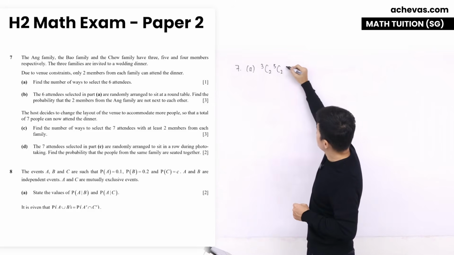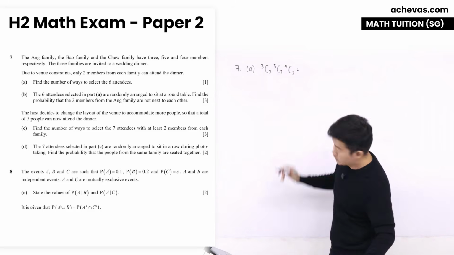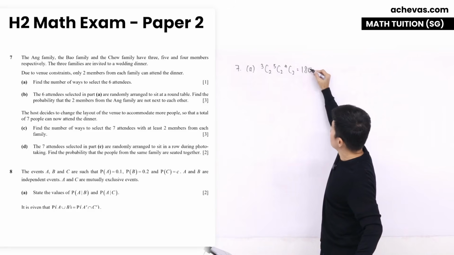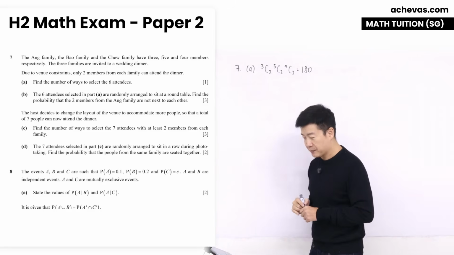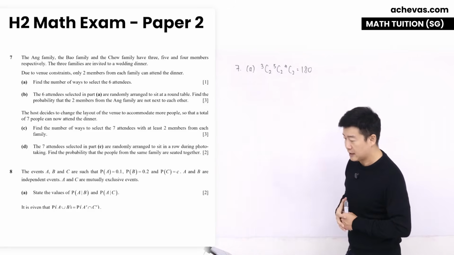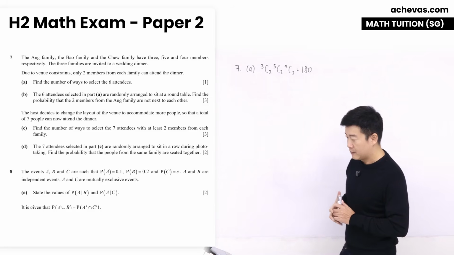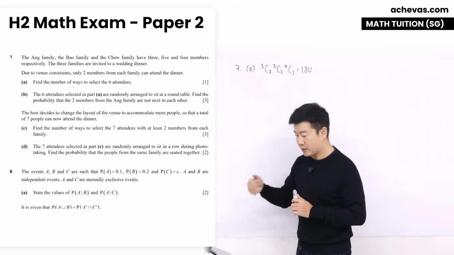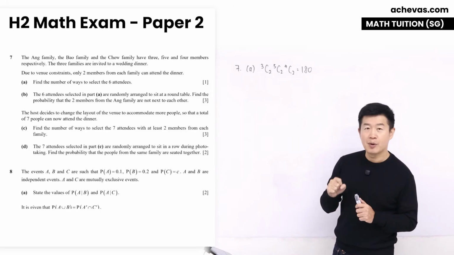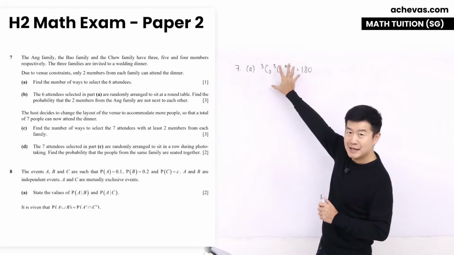4 members from the Chu family, choosing 2 of them. Multiplying this, it is going to be equal to 180. This is part A. And these 6 attendees are going to be randomly arranged to sit at a round table. We want to find the probability. Okay, we were doing P&C here.